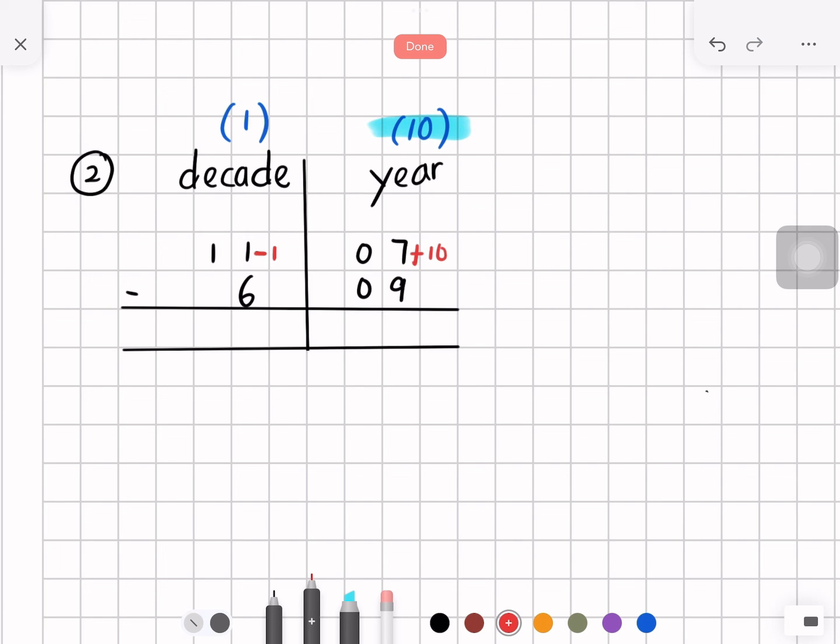So 11 minus 1, we will get 10 in decade. And 7 plus 10, we're going to get 17 in the year. Okay, now 17 minus 9, we can get the answer is 8, 0. And 10 minus 6 is going to be 4, 0. And your final answer will be 4 decades and 8 years.